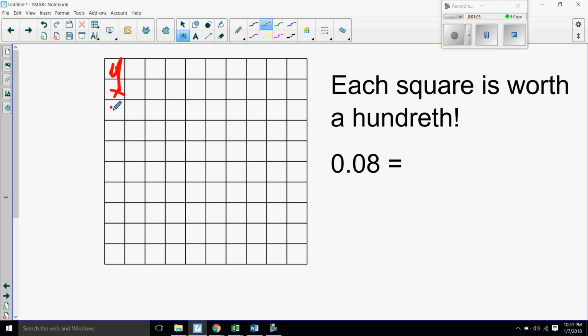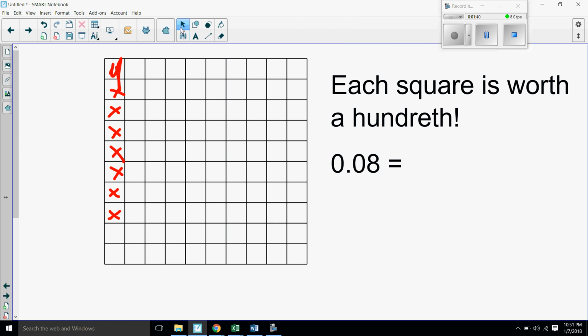two. I'm just going to X them. It'd take me forever to color them in. 3, 4, 5, 6, 7, and 8. So that area that is colored right there is worth 8 hundredths. You notice I only colored in 8 of them: 1, 2, 3, 4, 5, 6, 7, 8. So that's how we're going to use the model.